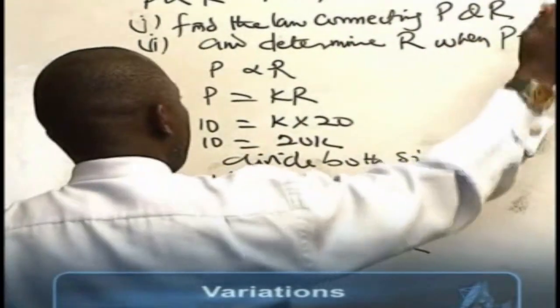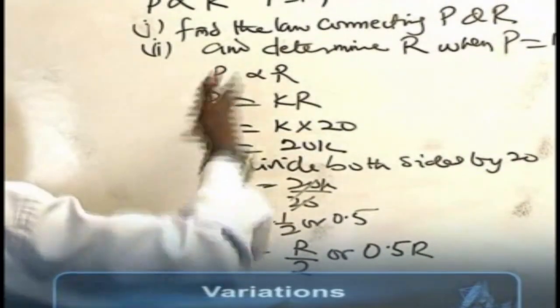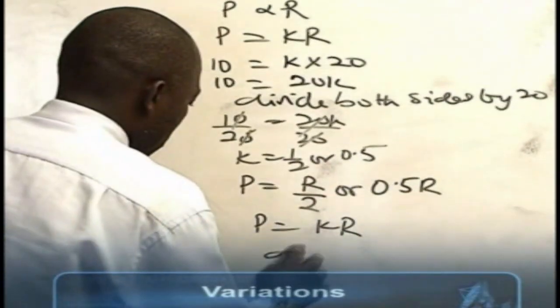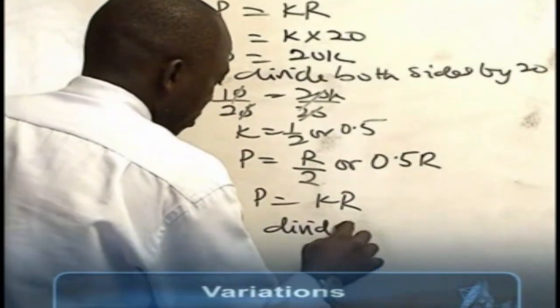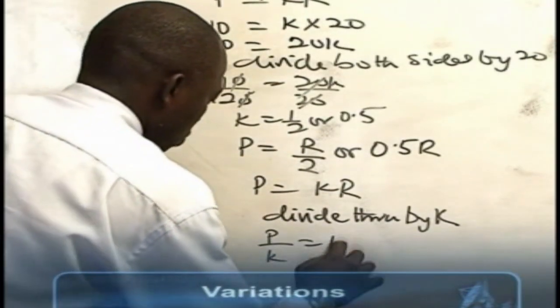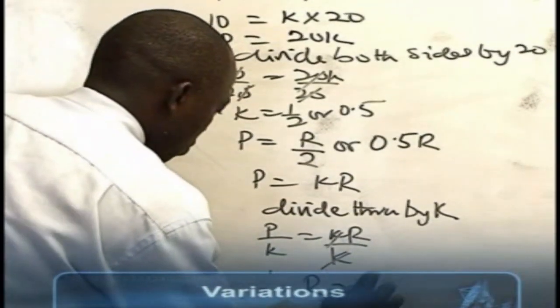Then the second question says determine R when P equals 12.5. Alright? So you now say that means you should make R subject of the formula. If P equals KR, then you divide both sides by K. Divide through by K. You have P over K equals KR over K. So R, therefore, equals P over K.